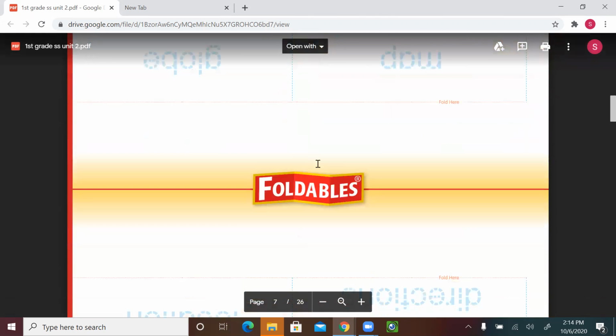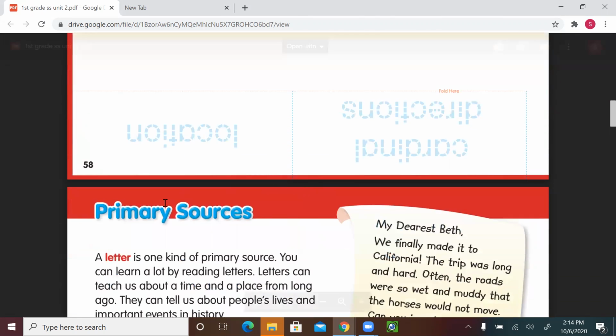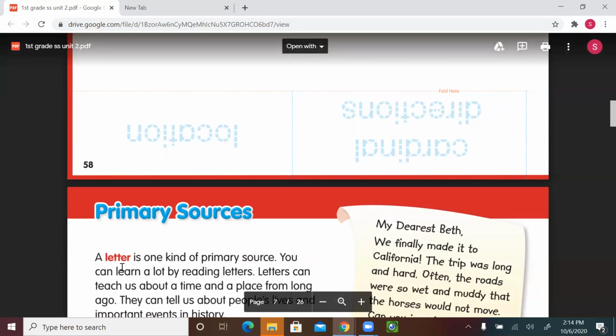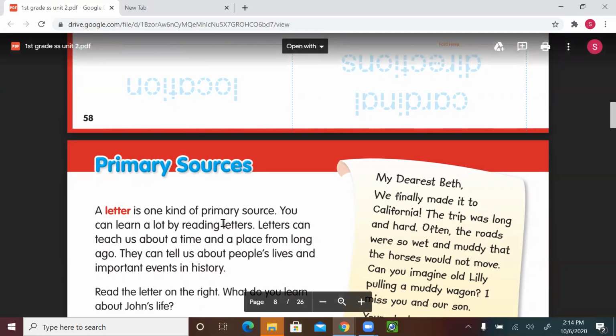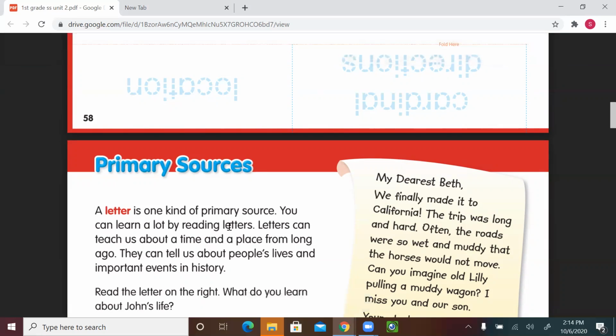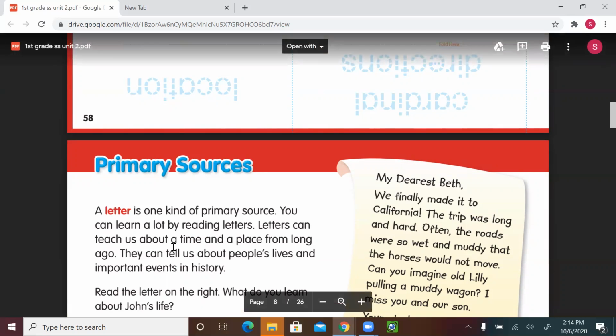All right, this part is still very related to that activity. All right, let's go to page 59, primary sources. A letter is one kind of primary source. You can learn a lot by reading letters. Letters can teach us about a time and a place from long ago. They can tell us about people's lives and important events in history.